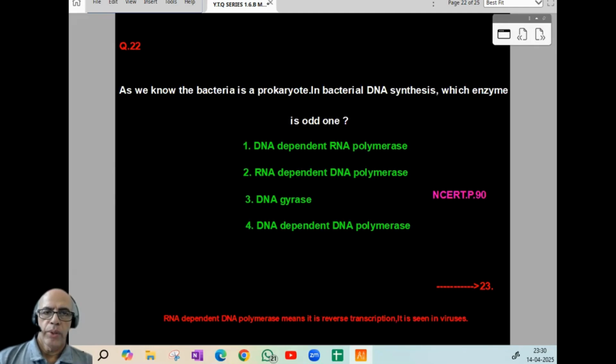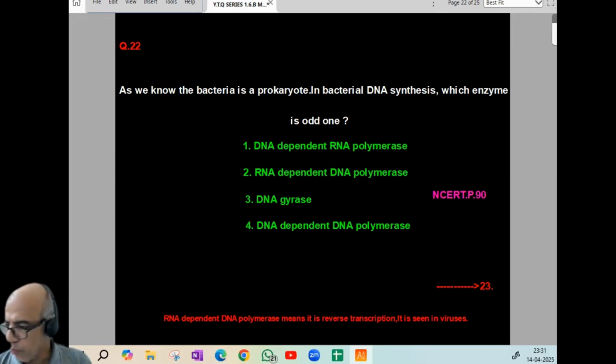As we know, bacteria is a prokaryote. In bacterial DNA synthesis, which enzyme is the odd one? We can find DNA-dependent RNA polymerase, it is there. RNA-dependent DNA polymerase, no. DNA gyrase will be there, DNA-dependent DNA polymerase is there. So what we can select is RNA-dependent DNA polymerase.